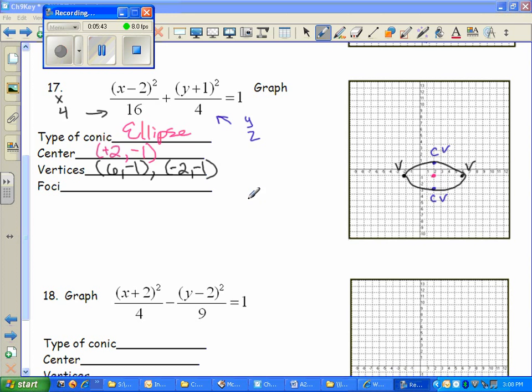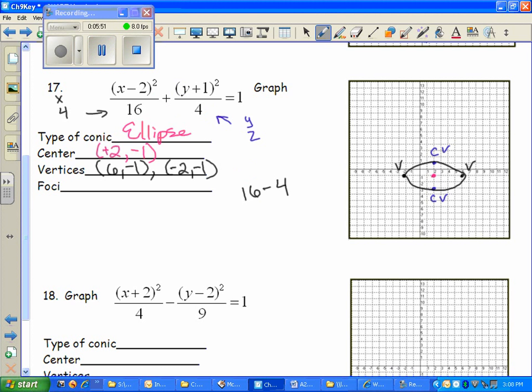The last thing we need to do is to find the foci. Remember, that's going to use your C value, and since this is a plus in the middle, we're going to take the 16 and subtract 4 from that, and we get 12. We need to square root the 12 to find out how far to move. Square root of 12 is approximately 3.46. So we need to move that far, depending on where the vertices are. These are horizontal with the center, so we're going to move 3.46 to the left and to the right.